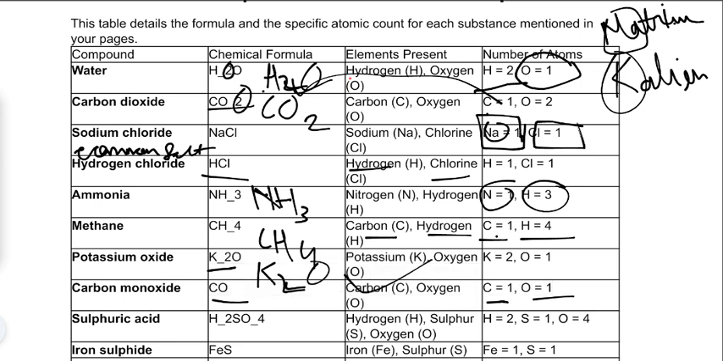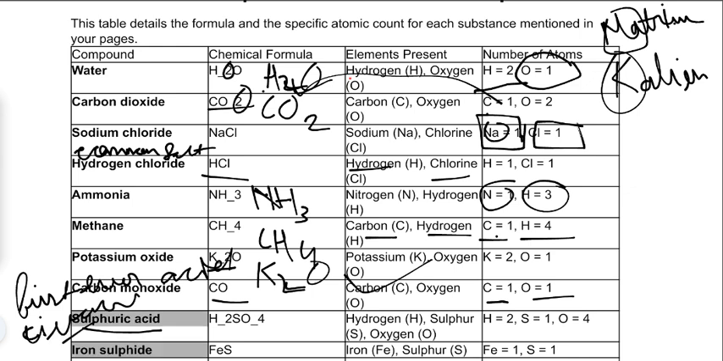Sulfuric acid. Before telling about sulfuric acid, I would like to tell you one fact. Sulfuric acid was the first ever acid discovered by us. Which acid was the first ever discovered acid? Sulfuric acid was the first ever discovered acid.